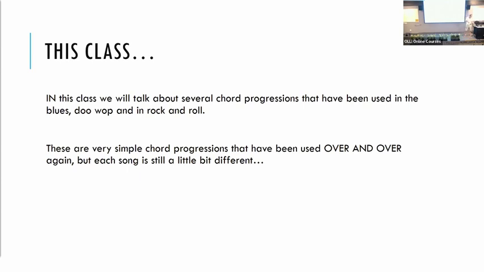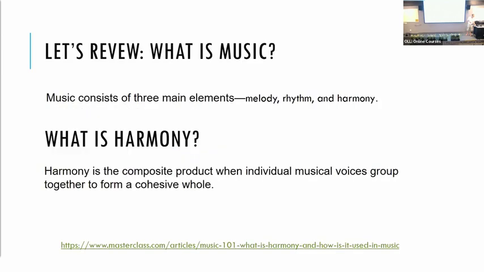I'm very excited. All right, so again, we talked about music being three main elements: melody, rhythm, and harmony. What is harmony? Harmony is a composite product when individual musical groups are formed together into chords and things.